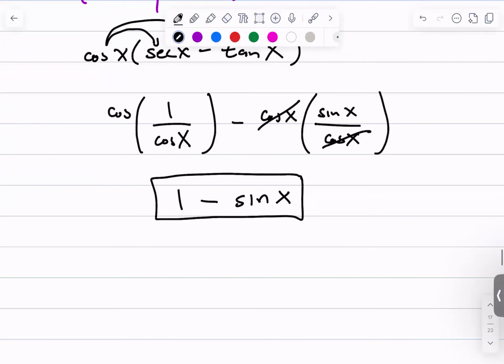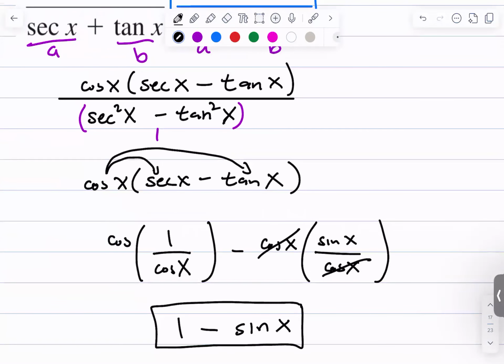That is where I'm going to end this lesson. All right? Next time, we're going to do proofs. So be on the lookout for that.